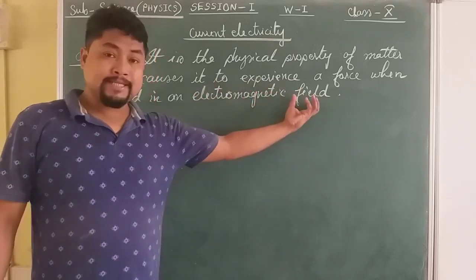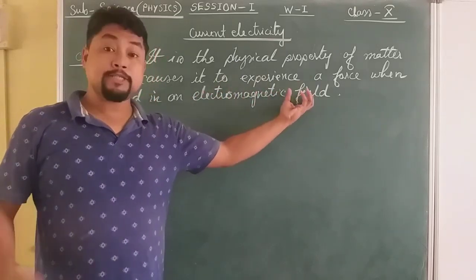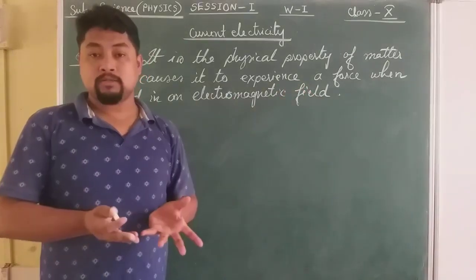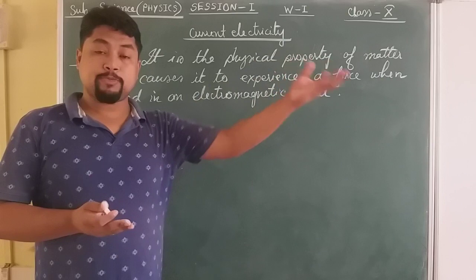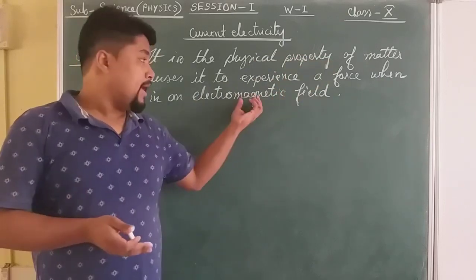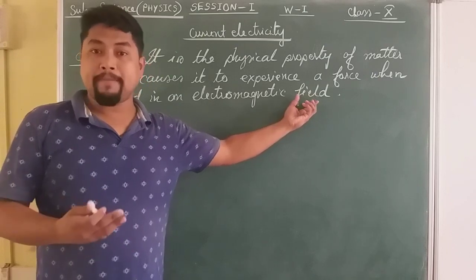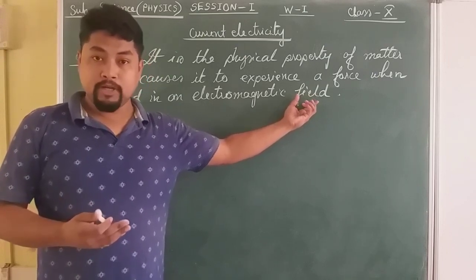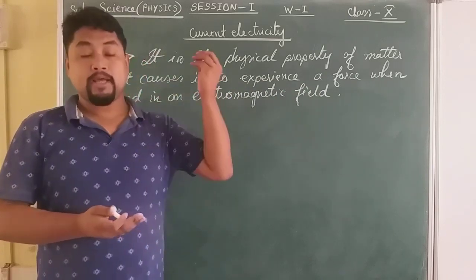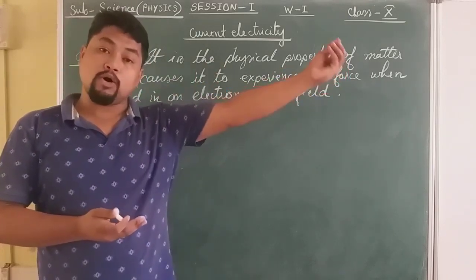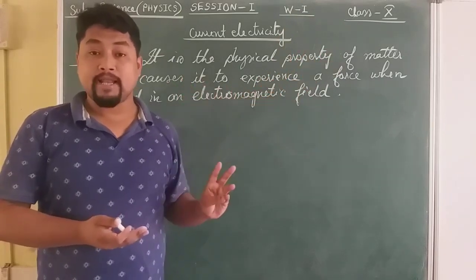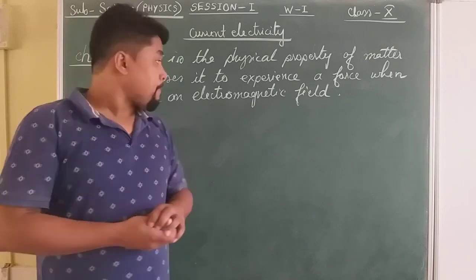One is electric field around a charge, and one is magnetic field around a magnet. What is electric field? Electric field is the space around a charge in which it would experience a force on another charge. Similarly, magnetic field is the space around a magnet in which it would experience a force on a magnetic material like iron, cobalt, nickel, etc.